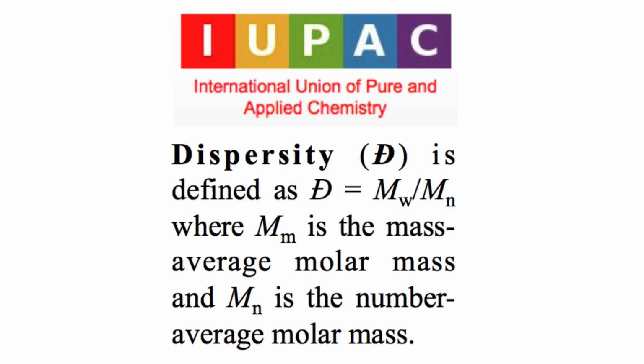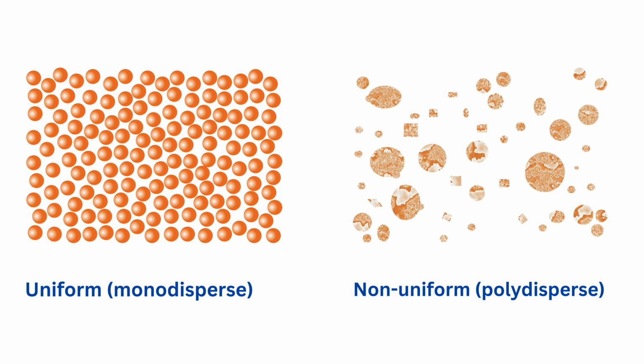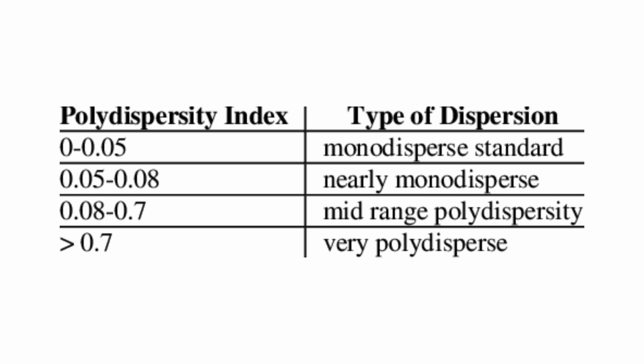A collection of objects is called uniform or monodisperse if the objects have the same size, shape, or mass. A sample of objects that have an inconsistent size, shape, and mass distribution is called non-uniform or polydisperse. Dispersity provides a numerical value that describes the particle size distribution relative to the mean particle size. A dispersity value below 0.5 indicates monodispersity, whereas values greater than 1 indicate increasing polydispersity. The particles vary more in size.